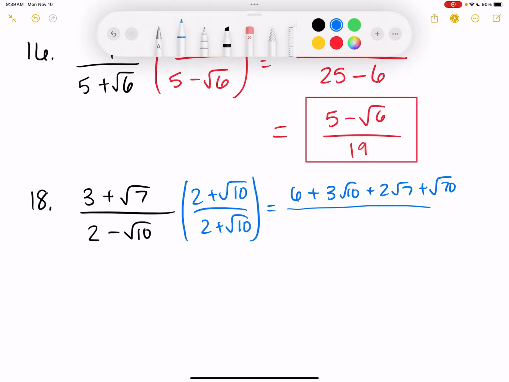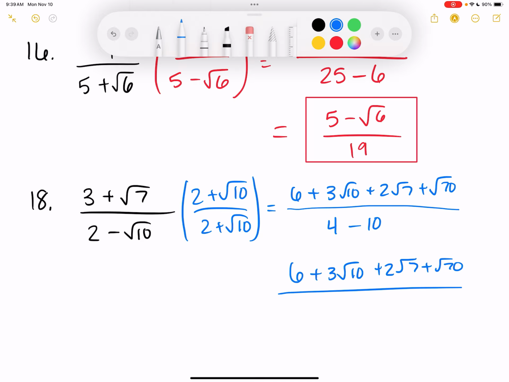Once I've done that, I need to look and say, is there anything I can take out of any of these? I still can't. 5 and 2, so no. A good hint is if I couldn't take anything out of these two and there are no common numbers, I'm not going to be able to take it out of the big number. But it's always good to check. So that's the top. Now I've got to do the bottom. It's a difference of squares, so I've got 4 minus 10, which is negative 6. So my final answer is 6 plus 3 root 10 plus 2 root 7 plus the square root of 70 over negative 6.